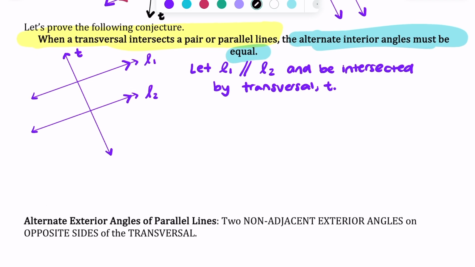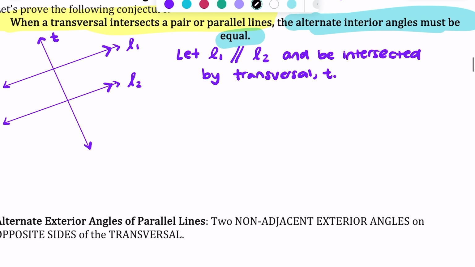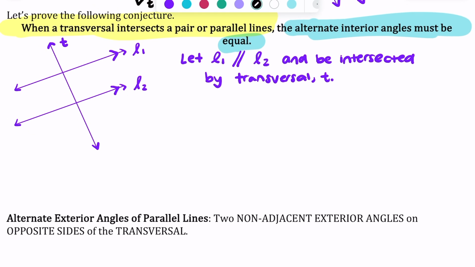Now, we want to talk about alternate interior angles, and we need to prove that they're equal. We can't just say, look at them, they're equal. They might look similar to each other, but we can't prove that by just saying it's true. We can prove it by using some of the other properties that we've talked about, though. We've talked about vertically opposite angles, supplementary angles, and corresponding angles, okay?